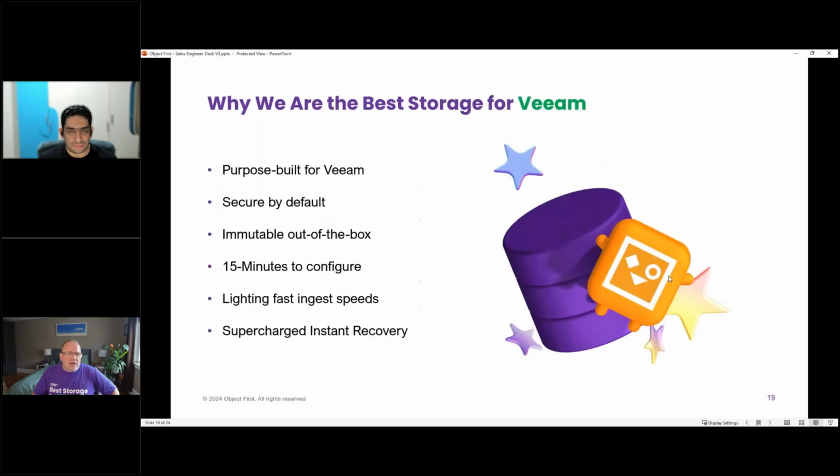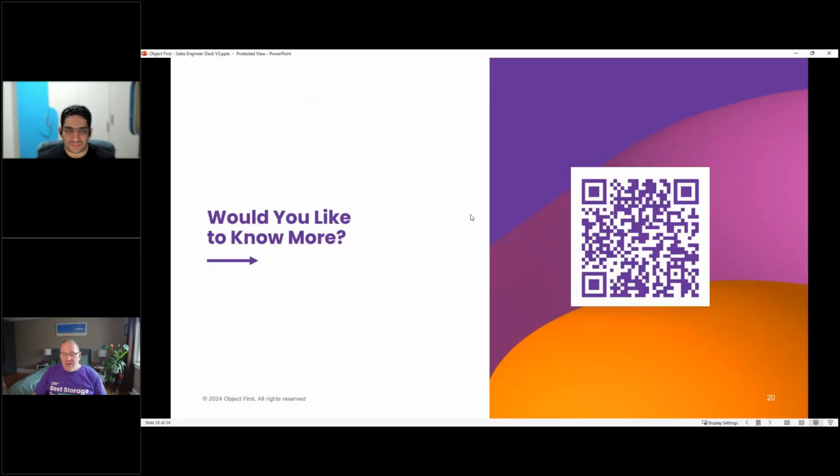Okay, move on. So this is the kind of big cheer. We're the best storage for Veeam. I believe that. Purposely built for Veeam, secure by default, immutable out of the box, 15 minutes to configure, lightning fast ingest speeds, and supercharged instant recovery. All right, that is my presentation. If you want to know more, you can scan this barcode. Otherwise, I'll hand it back to Mohammed for questions and whatnot.